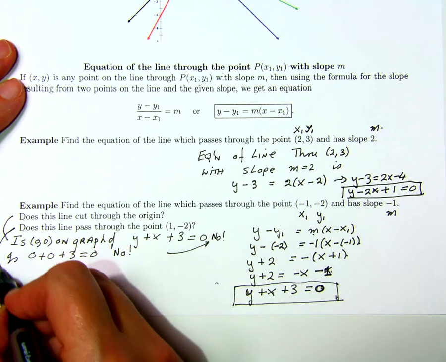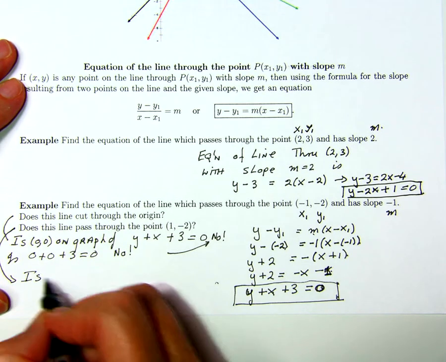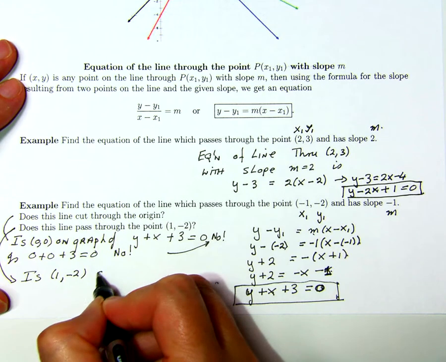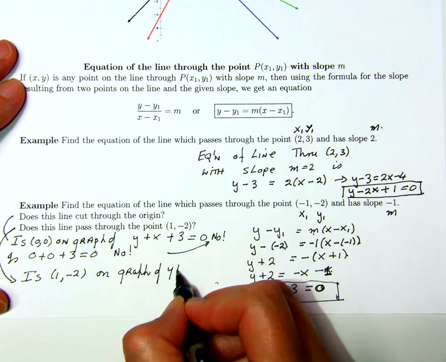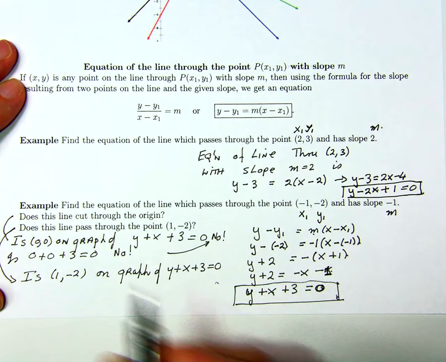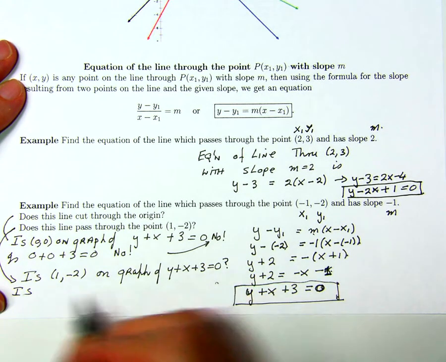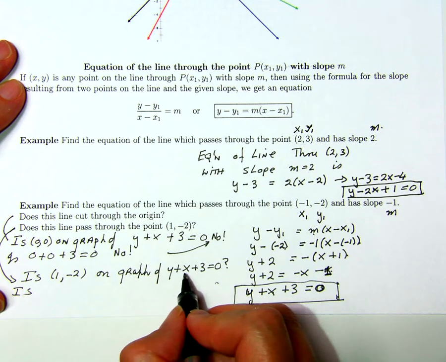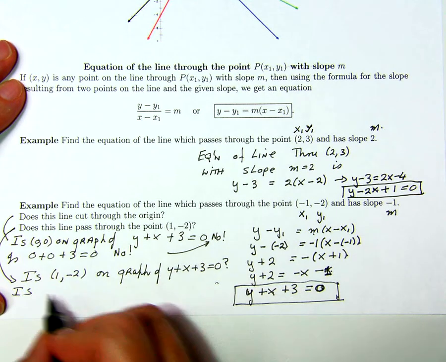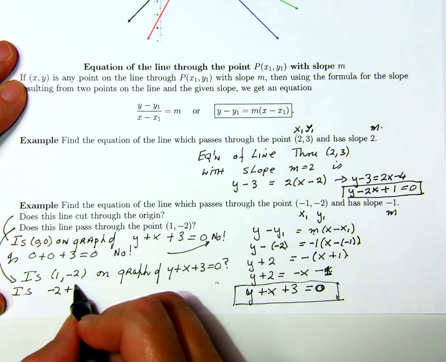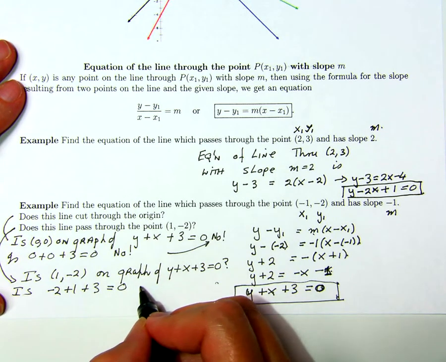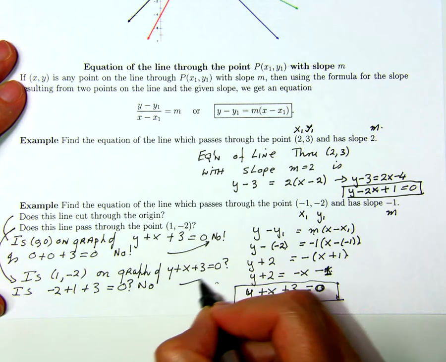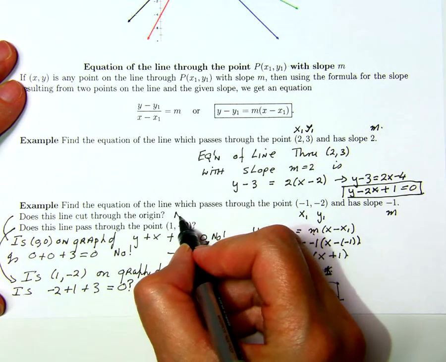And in the same way, we can ask, is 1, -2 on the line, which is just the graph of y plus x plus 3 equals 0. And so my question translates to: when I plug in 1 and -2 here, do I get a solution to this equation? Now remember the y is -2, so is -2 plus 1 plus 3 equal to 0? Well, that's 3 minus 2, which is 1 plus 1, and the answer here again is no. So both of these questions have answer no.